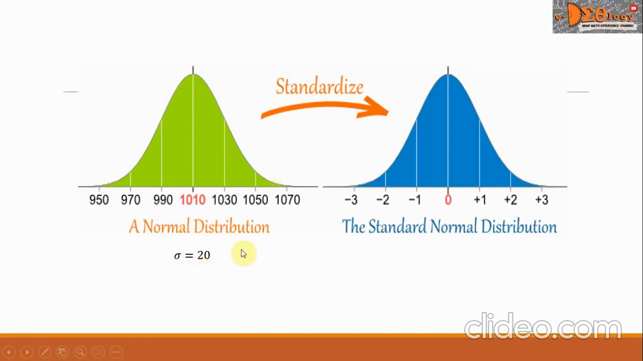We can transform this normal distribution into standardized normal distribution. The mean will be equal to 0, and all these numbers will correspond to z value into 1, 2, 3 respectively. And on the left side, -1, -2, and -3.